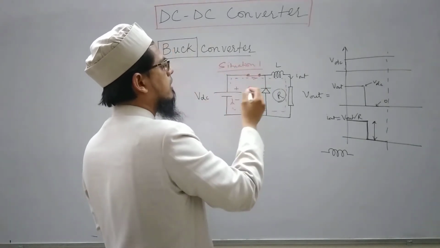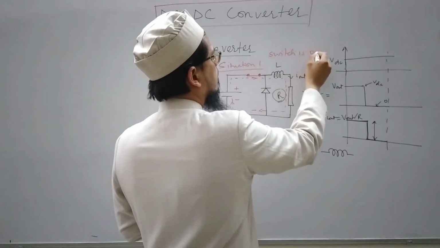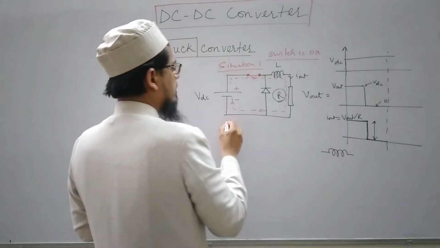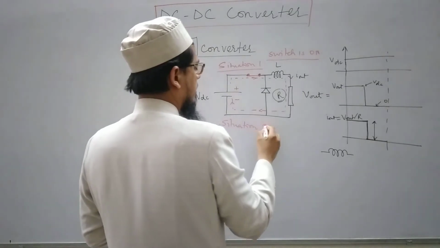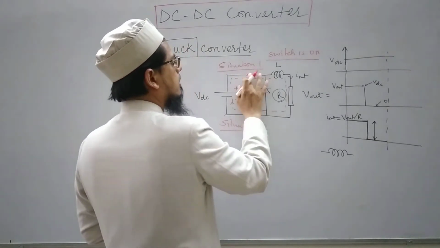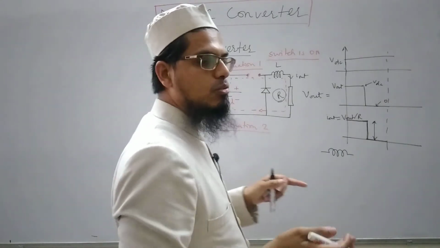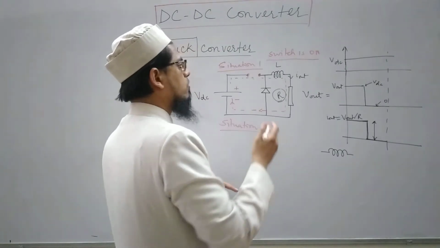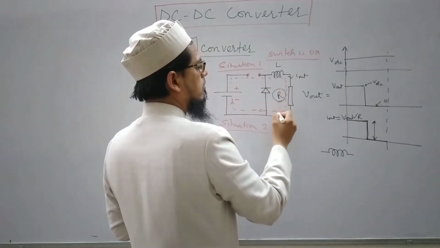Situation 1 is when the switch is on or closed. The second situation is when this switch is forced to turn off or it is open circuited. So now we have a current which is flowing through the inductor.